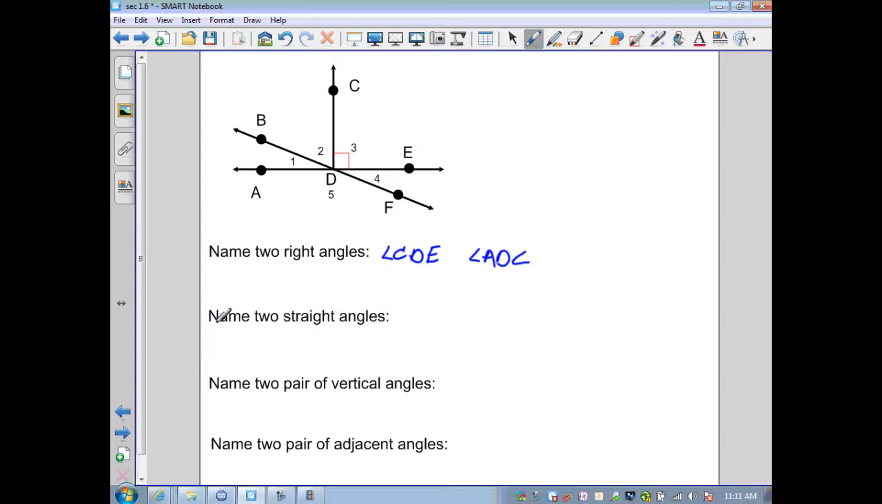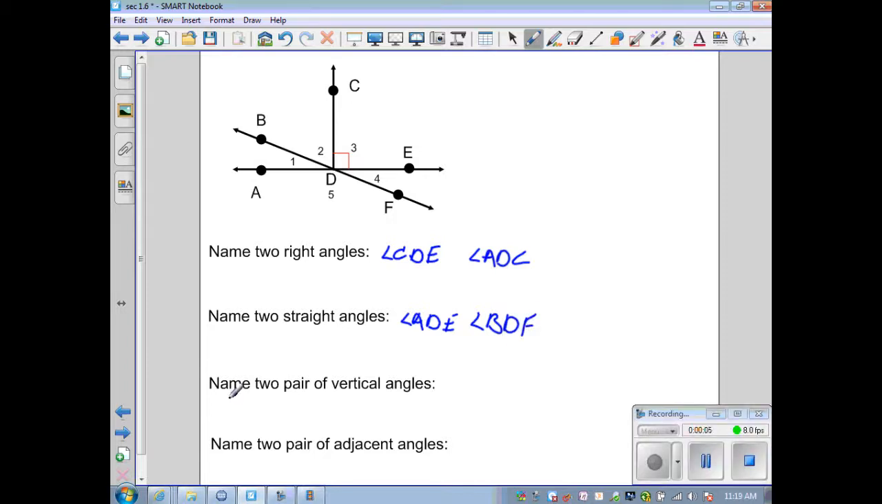Next, name two straight angles. They would be the two straight lines. That would be angle ADE and angle BDF. Name two pair of vertical angles.